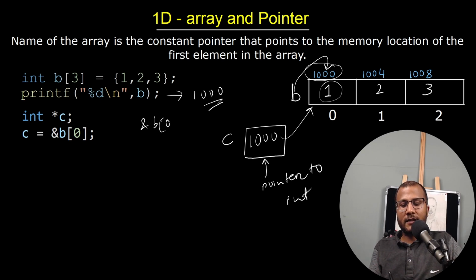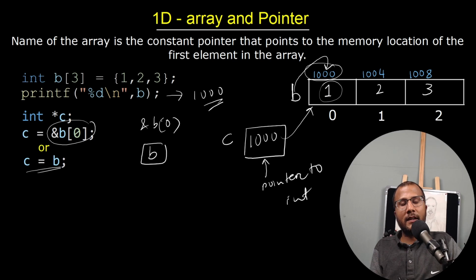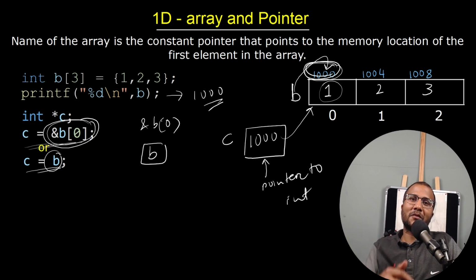Now if I write C = &B[0], I've already told you that &B[0] is the address of the first element and B is also the address of the first element. So instead of &B[0], I could also write B. So I can write C = B. So C = B is equivalent to C = &B[0], because &B[0] is the address of the first element, which is 1000, and B is also the address of the array, which is nothing but the address of the first element, which is again 1000. So &B[0] and B are the same.